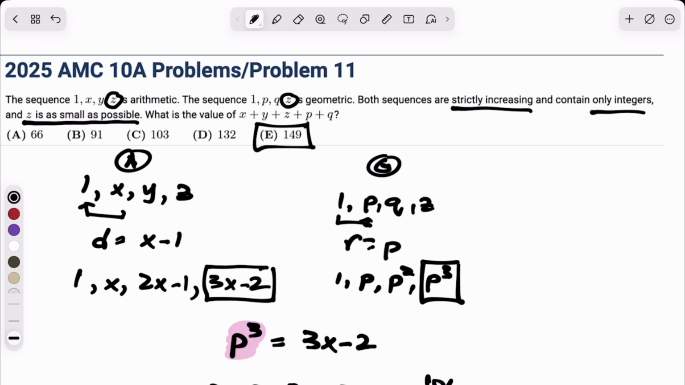Okay, hope you like that. An interesting connection between arithmetic and geometric sequences. Also some interesting problem-solving strategy there. Any questions, or would you do this differently?